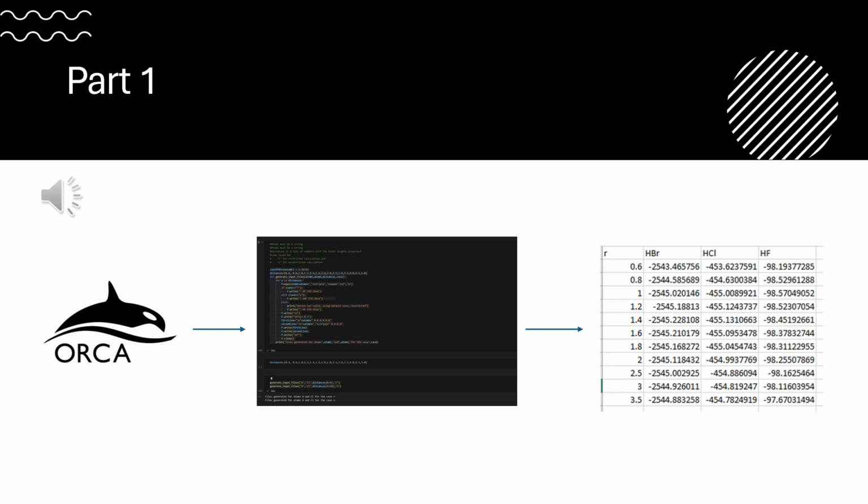Following that, an Excel file with all the molecules' bond distances and bond energies was created and plotted using Python. After that, the bond dissociation energy was calculated using a formula shown on the next slide.